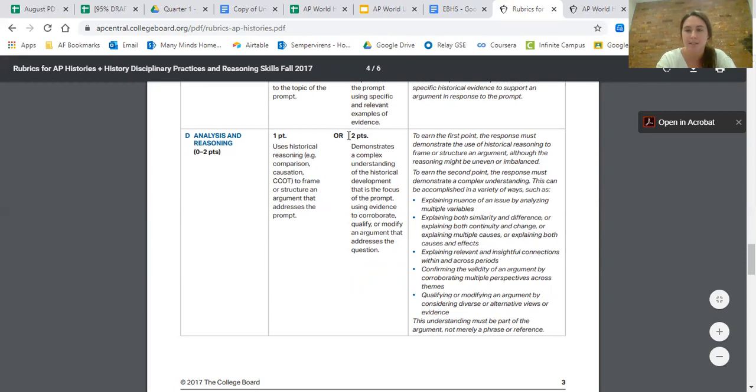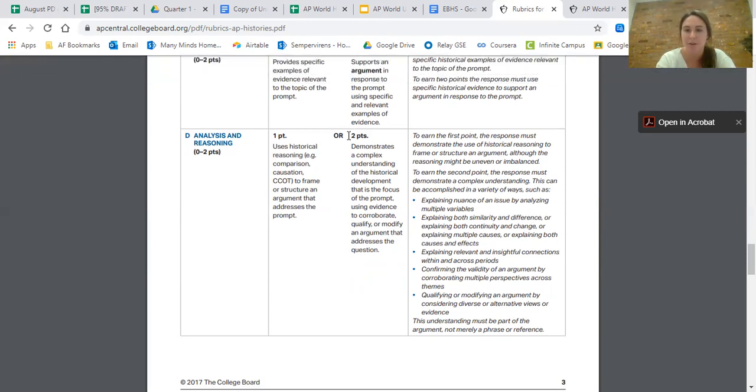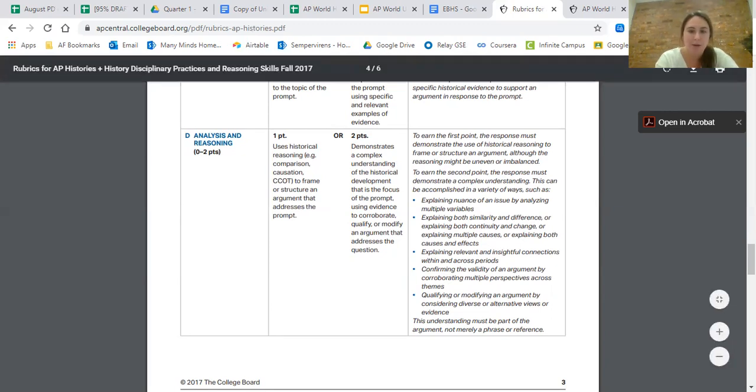And then finally, our last point for this is the same as the DBQ. It's the complex understanding point. That means that you got to your third body paragraph, your counter paragraph, and that you're showing an alternative perspective from the original claim that you made. You're showing that you are bringing another viewpoint to the fold. So let's go back to our PowerPoint.